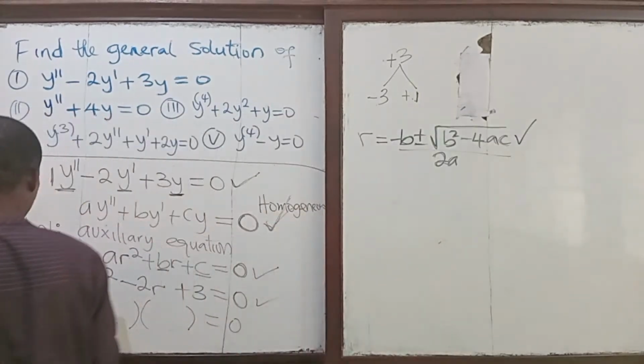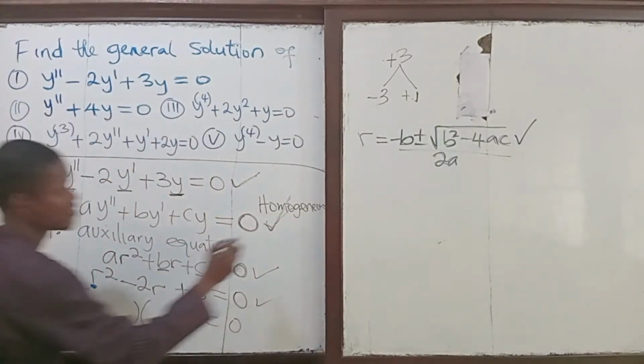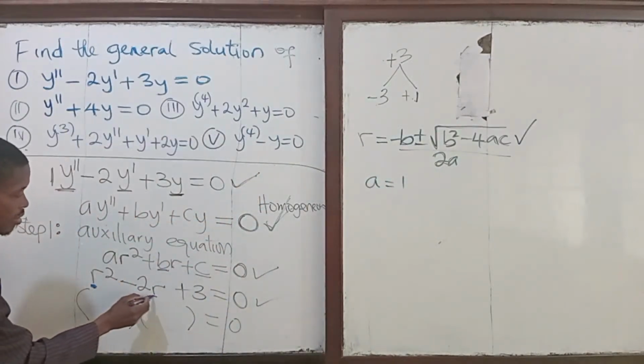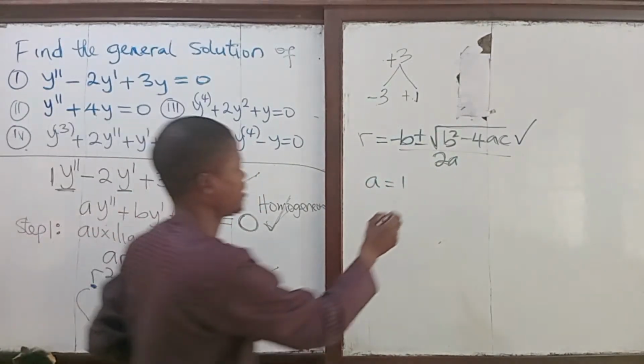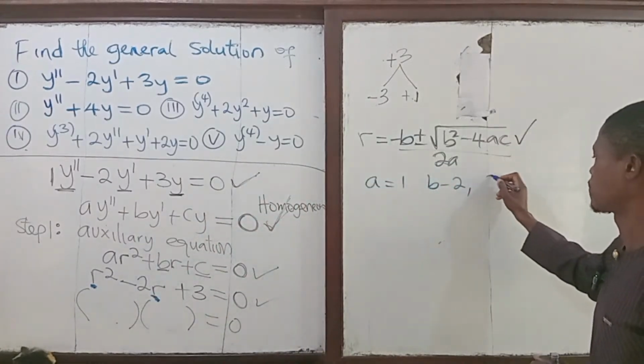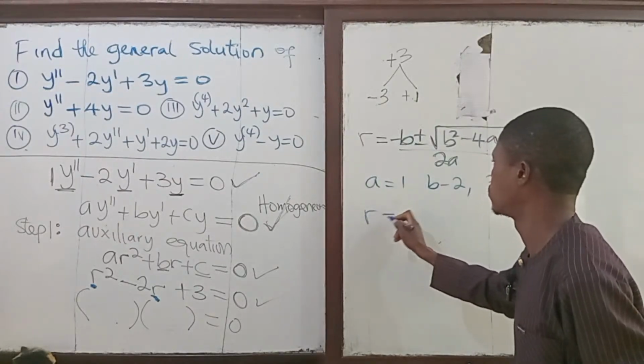Your A is the coefficient of your r squared. A is 1. B is the coefficient of your r, which is minus 2. B is minus 2. And C is plus 3. So r is equal to what?